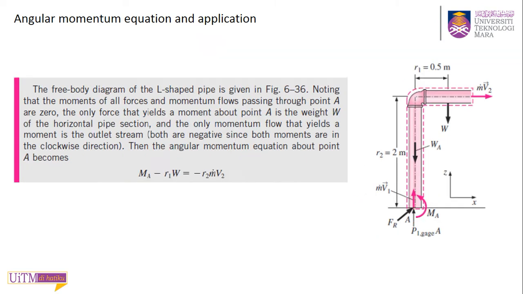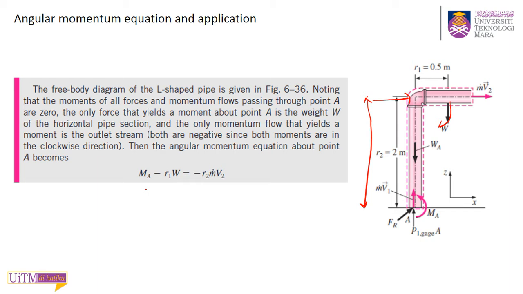So you write all your momentum equation. You have your MA, counterclockwise positive, minus R1W. This will create the clockwise moment, that's why it is minus R1W, and equal to the m dot V out, m dot V2, and the length of that is this one, the R2. This will create moment clockwise also, that's why it's negative.